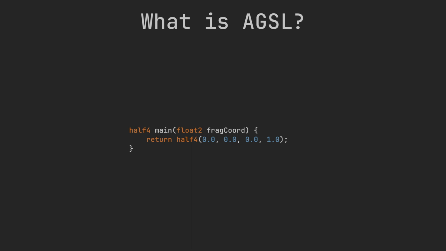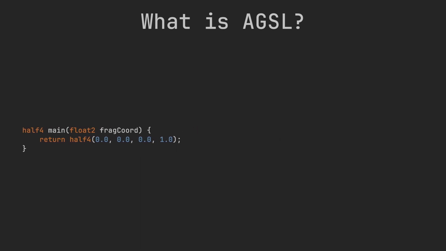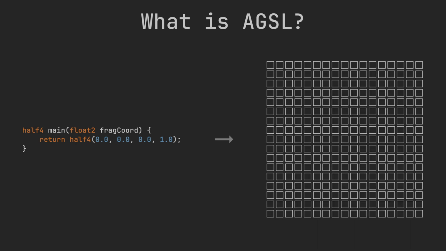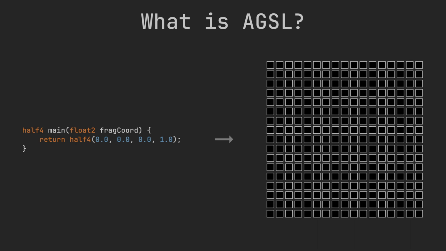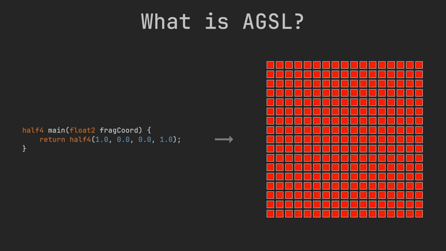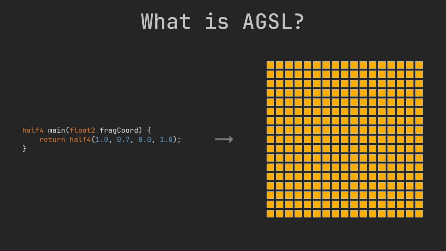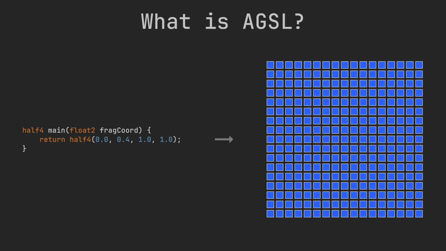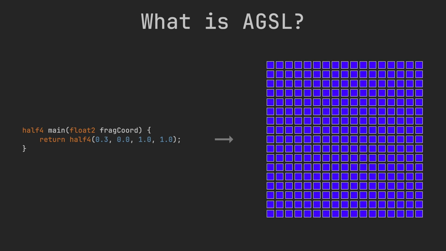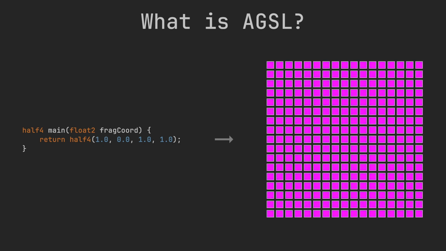The main function is an entry point. It takes the position of the pixel as an input and returns the color of the pixel, black in this case. However, by altering the returning vector, we can get different colors. There are two types used in this example: float2, input vector holding two decimal numbers, and half4, output vector holding four decimal numbers with lower precision.